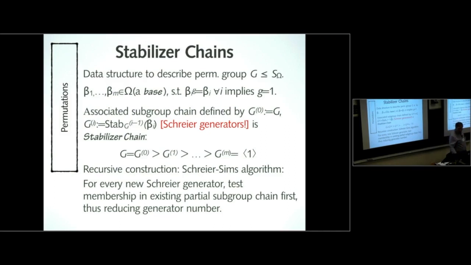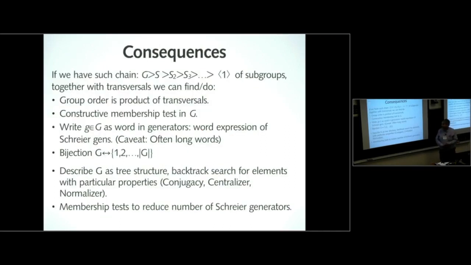What can we do with it? Well, if we have such a chain of subgroups and we have transversals, that is representatives for the orbits in every point, what we can do is calculate the order of the group. That was what I had on this divide and conquer cartoon slide, right? The order of the group is simply the product of the length of the transversals, the product of the length of the orbits. So, I can get the order of the group.